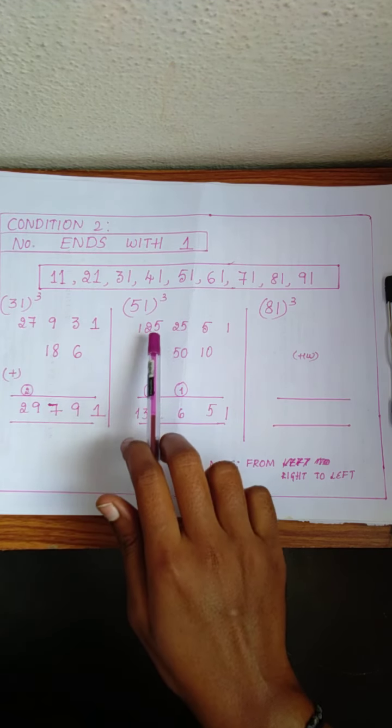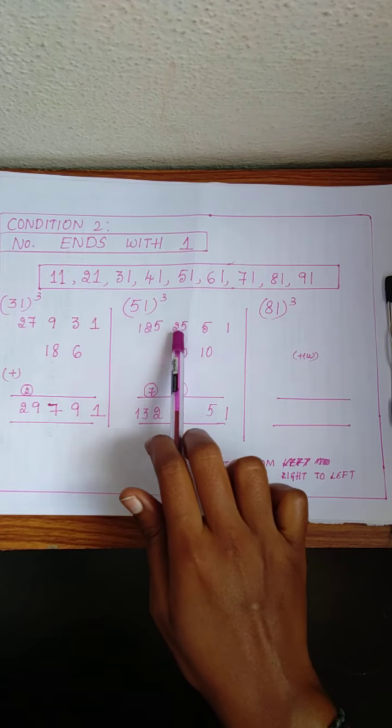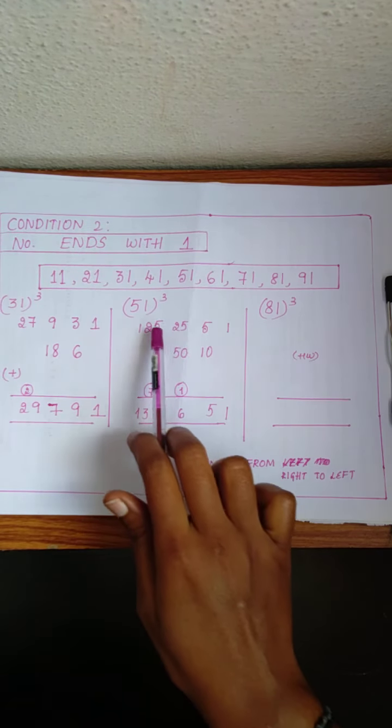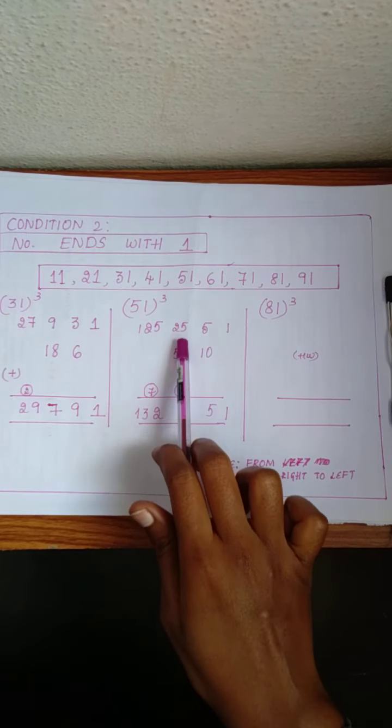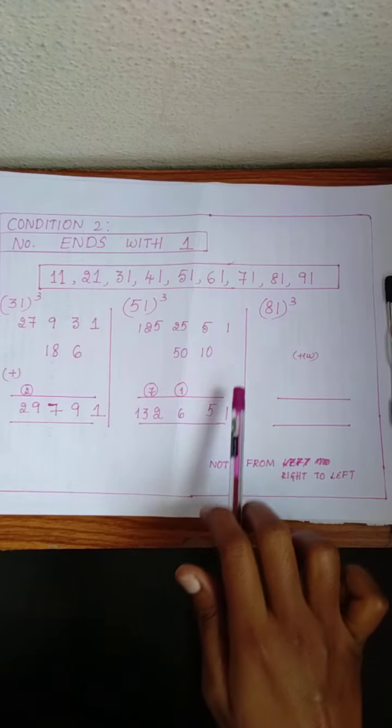And then if you go for 51 cube, it will be the same as the first. 1, 5, 5 square, 5 cube, and then remove first, last, and double 25, double 5. 5 2s are 10, 25 2s are 50. Simple addition.